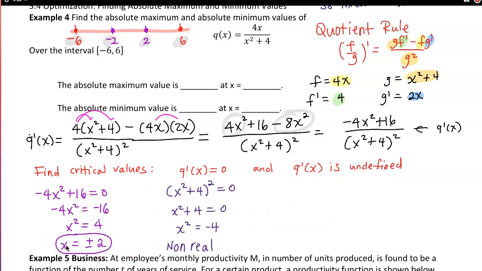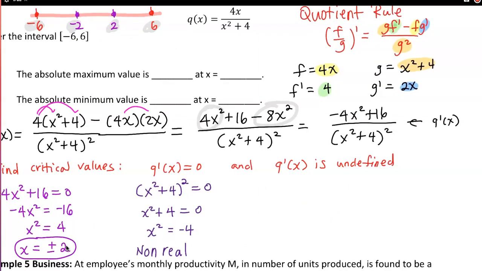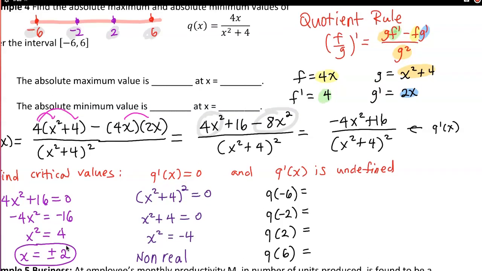Okay, I need more room over here. I'll do it over here. Okay, let me try to write very tiny. So what is Q of, let me start with the smallest number of negative 6, Q of negative 2, Q of positive 2, Q of positive 6. How small of a room that I have here gives me anxiety. Alright, I'll try to write tiny.